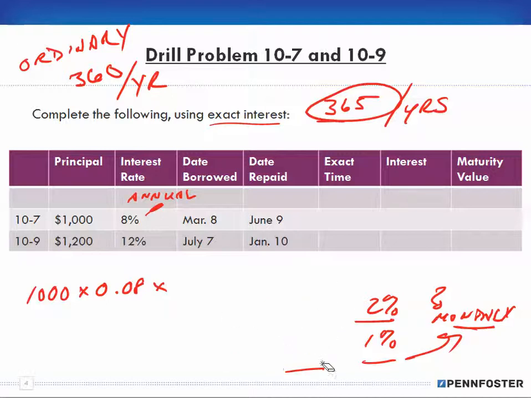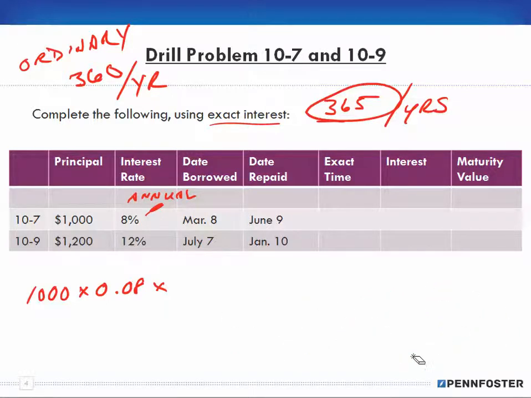Well, we're doing the exact same thing here. These are annual interest rates, but when we're using exact interest, that's a yearly calculation, 365 days, or ordinary is 360. So we're keeping everything within the same time frame. We're keeping the annual interest rate in an annual time frame, a yearly interest rate in a yearly time frame. So for problem 10-7, we're keeping everything in the same time frame.